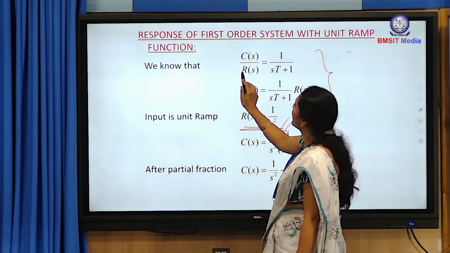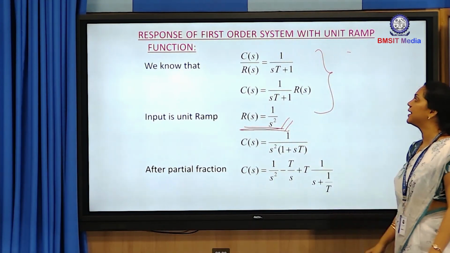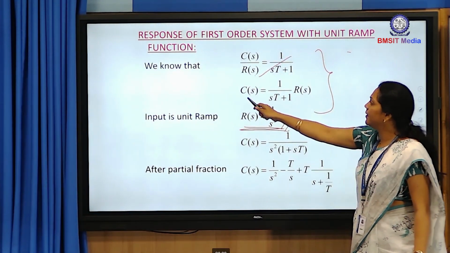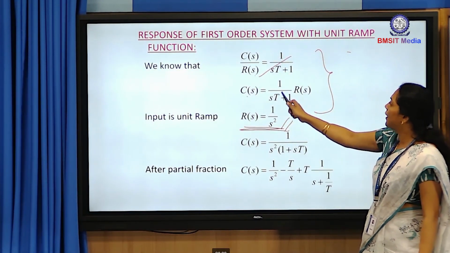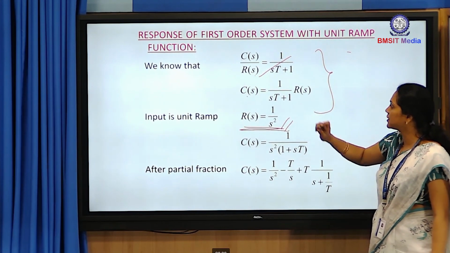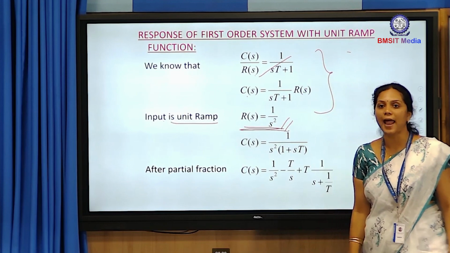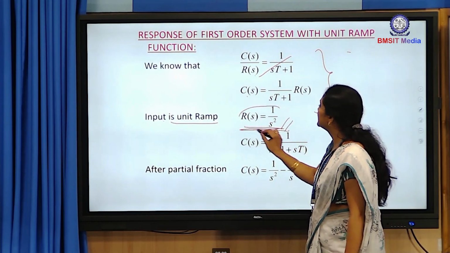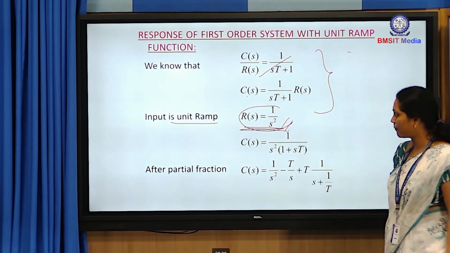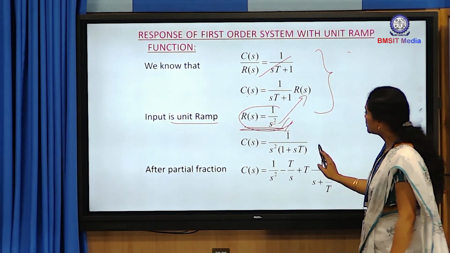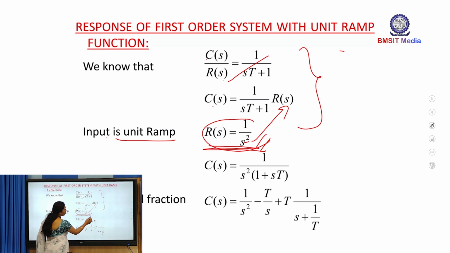So C of S divided by R of S is 1 by ST plus 1. Now if I want R of S here, then C of S is equivalent to 1 by ST plus 1 into R of S. But since I am considering the input to be a unit ramp, I'll consider R of S as 1 by S square. Now I will substitute this, so it will be equal to 1 divided by S square into 1 plus ST.